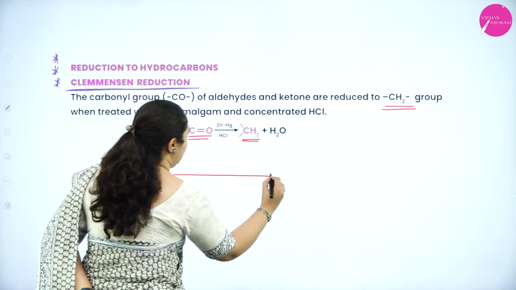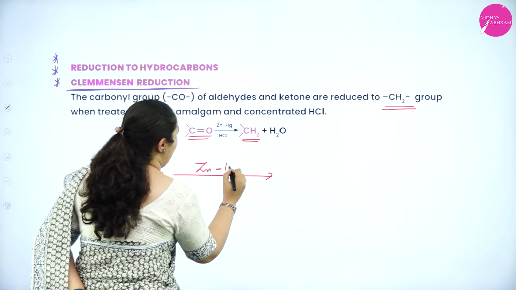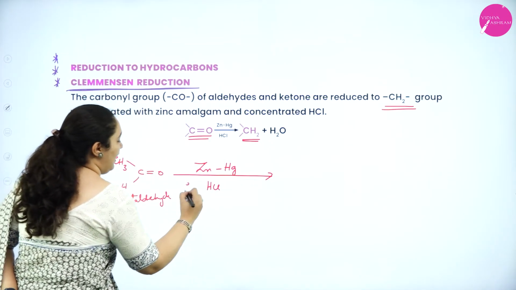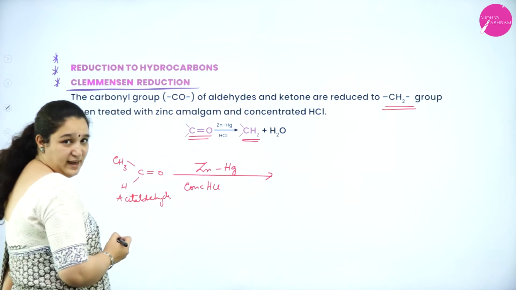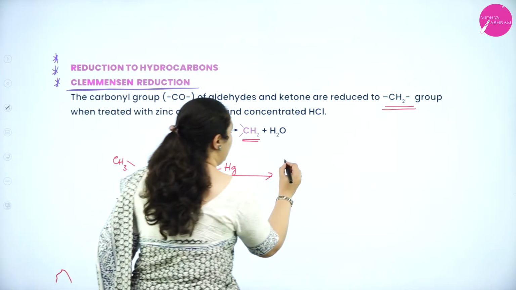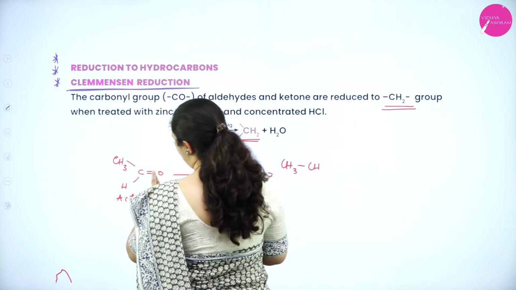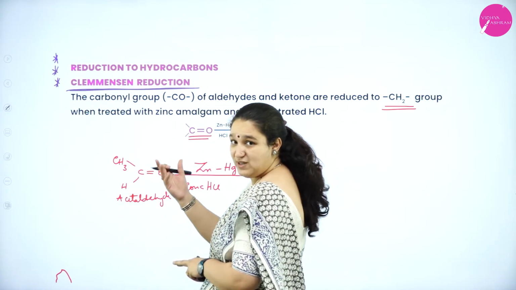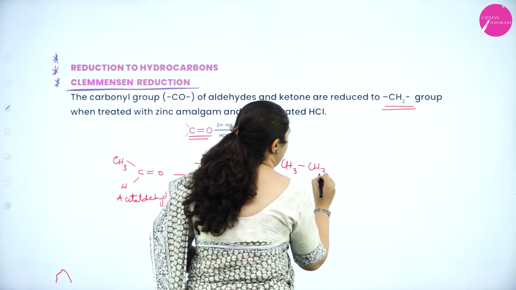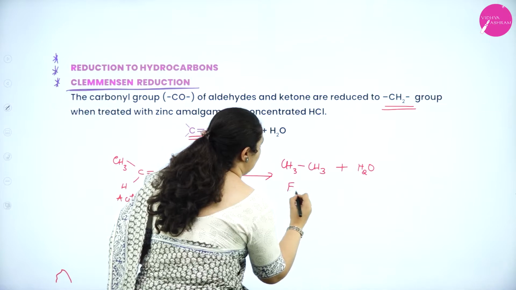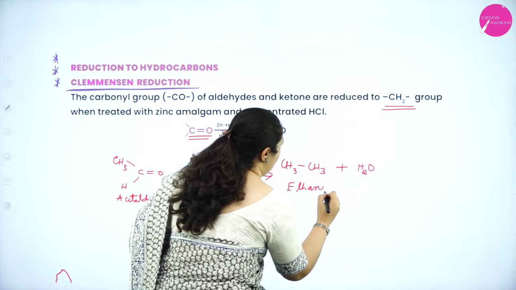In the presence of zinc amalgam. Zinc with mercury we call as zinc amalgam, and concentrated HCl. What will we get? CH3, now this gets converted to CH2 plus 1H. So it is CH3, isn't it? So CH3, CH3 and water is formed. This is nothing but ethane.